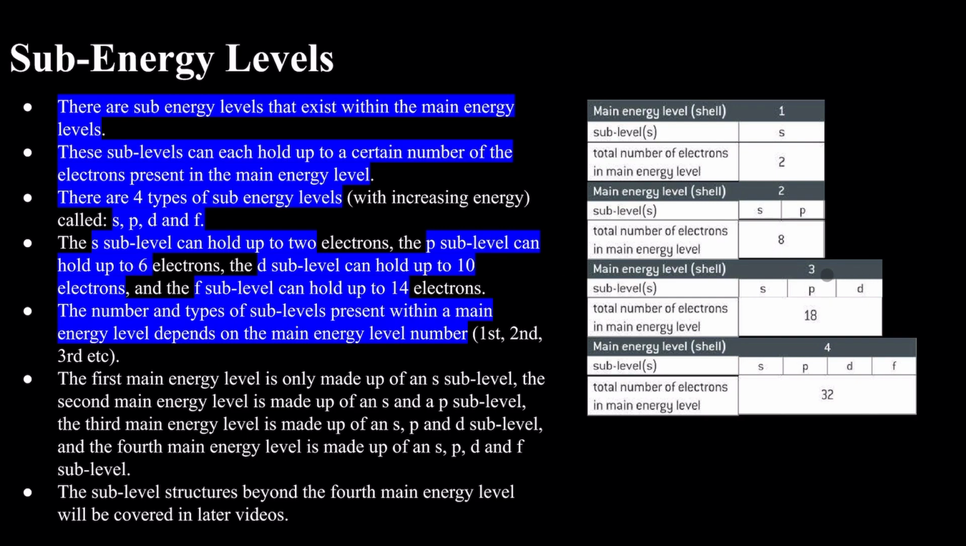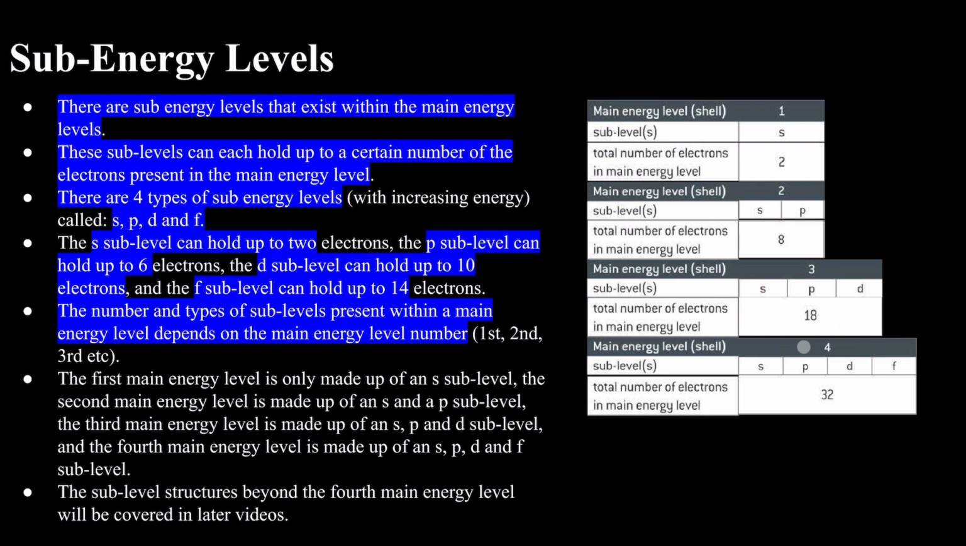And then for the third main energy level, we have an S, P, and D sublevel. The S can hold up to 2 electrons, the P can hold up to 6, and then the D can hold up to 10. So 2 plus 6 plus 10 is equal to 18 electrons. And you'll notice that these numbers perfectly coincide with the formula we looked at earlier, 2n squared. It's just now we're looking at how many electrons each of these sublevels hold from the total number of electrons in the main energy level.